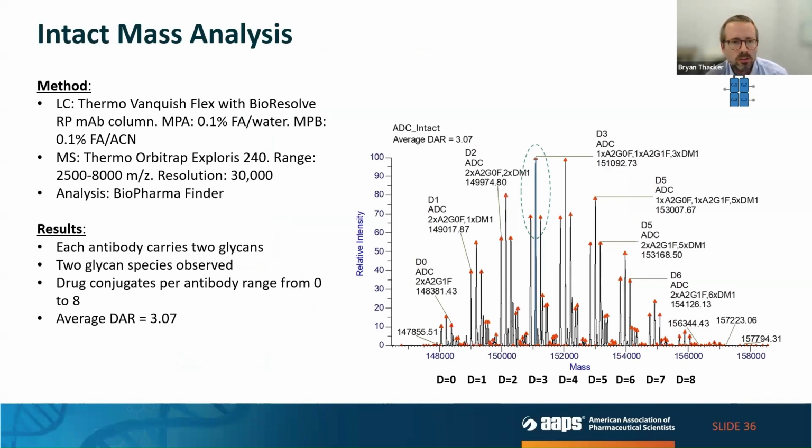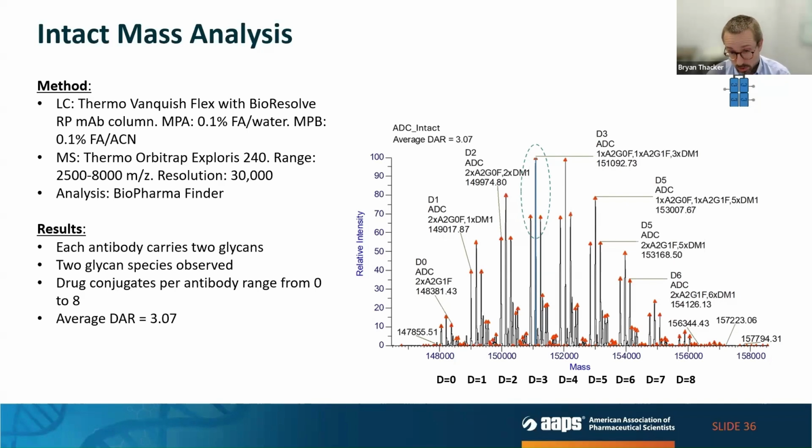This first slide here is showing an example of intact mass analysis. So in this instance, the antibody hasn't been modified at all. It's been loaded directly to the LC system. In this instance, it's a reverse phase column. And we have the Orbitrap set to high mass range to accommodate the large mass of the ADC that's coming into the system.